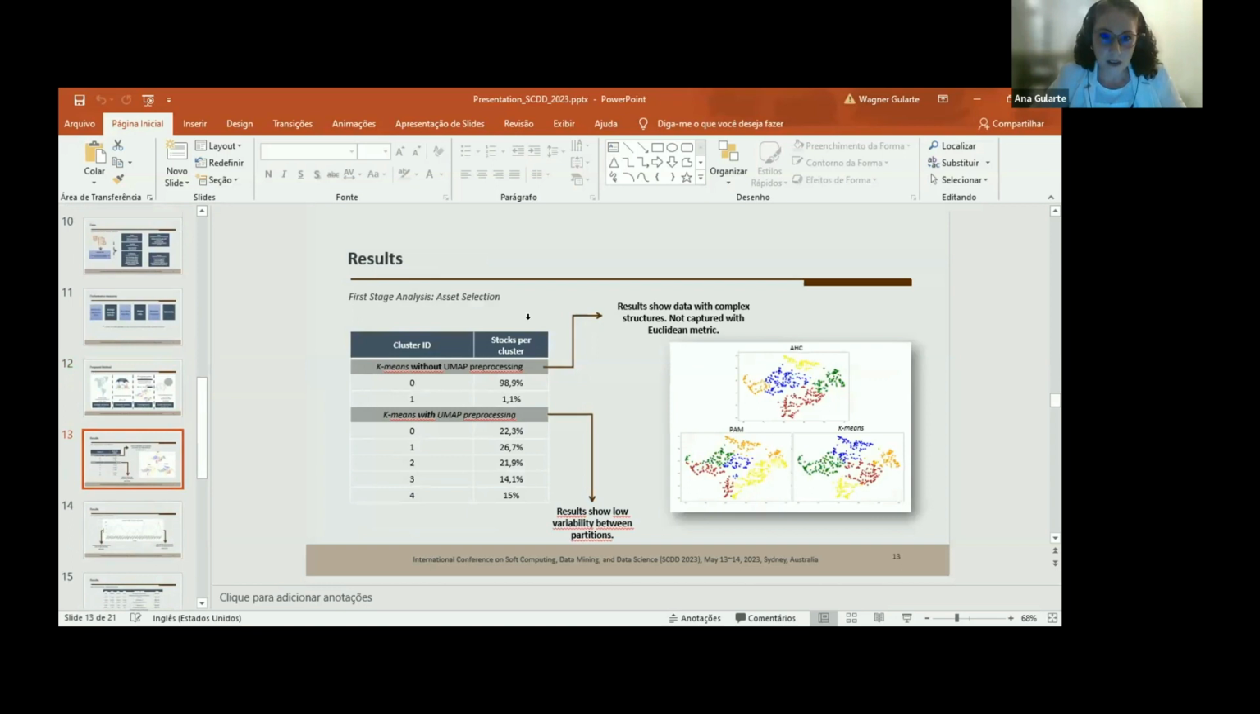Results: first stage analysis, asset selection. Results presented in the table indicate that when applied without preprocessing, k-means fails to accurately identify the cluster, with only 1% of the data belonging to the second group. However, preprocessing with UMAP enables us to identify the clusters well distributed.